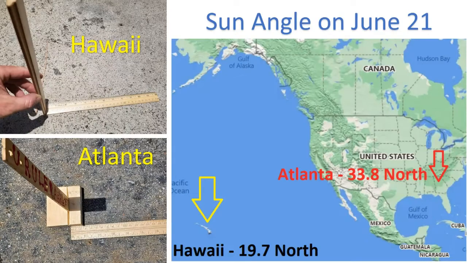Now here I'm going to test the sun angle for you. I took two locations on the same day, June 21st. Different years, obviously, but I compared Hawaii and Atlanta. And I went outside and I took a 12-inch ruler and I held it vertically outside, and I looked to see what shadow the sun made with that ruler, because the higher the sun is in the sky, the smaller the shadow is going to be.